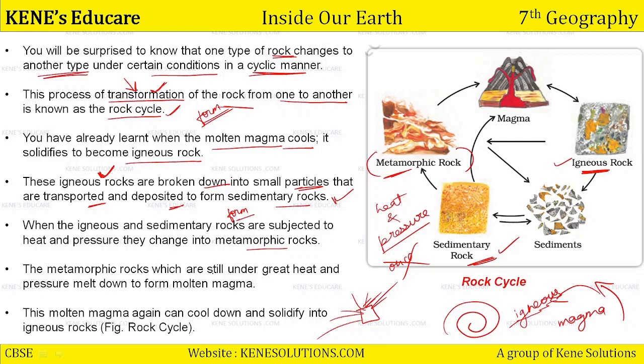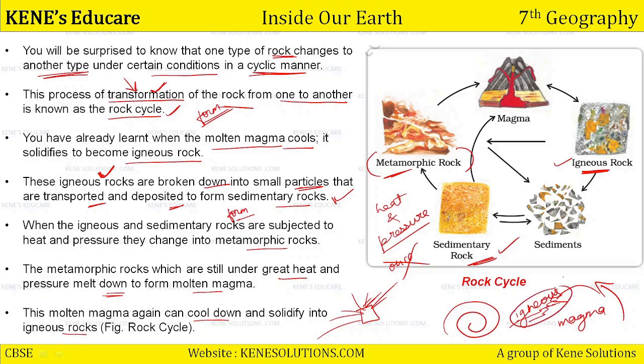The metamorphic rock which is still under great heat and pressure melts down. अब metamorphic rock बेचारा इतनी हीट में होता है, इतने प्रेशर में होता है कि बेचारा पिघल जाता है. It melts down and then it forms molten magma. Okay? This molten magma again can cool down and solidify into igneous rock. देखा? यही molten magma फिर से बाहर आएगा, ठंडा हो जाएगा, solidify होके फिर से igneous बन जाएगा.